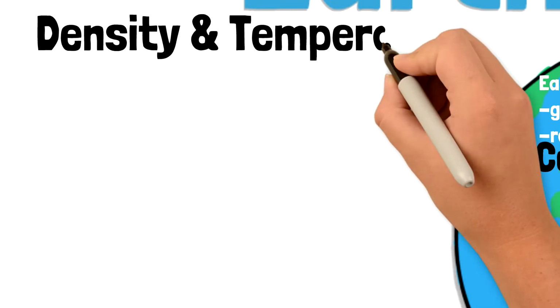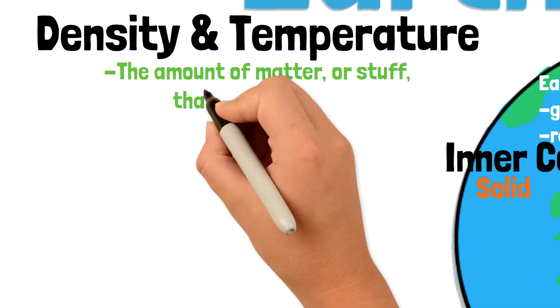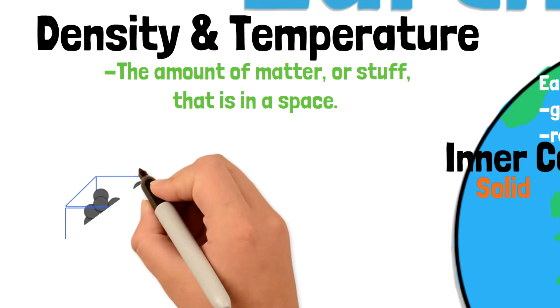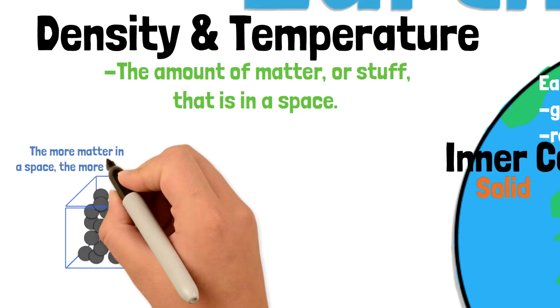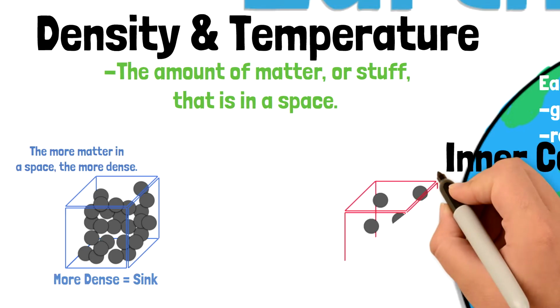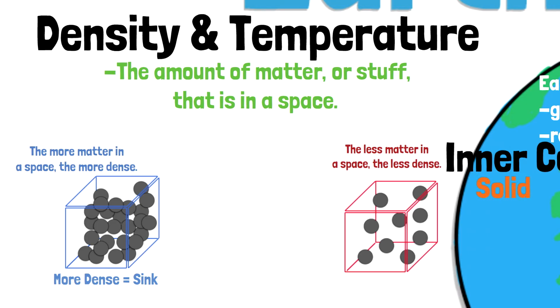Now let's examine density, temperature, and convection currents. Density is the amount of matter, or stuff, that is in a space. The more matter that is packed into a space, the denser it is. Things that are very dense tend to sink. On the other hand, the less matter that is packed into a space, the less dense it is. Things that are less dense tend to rise.